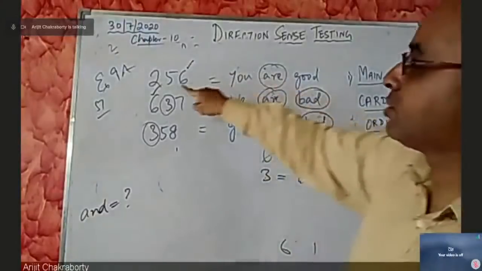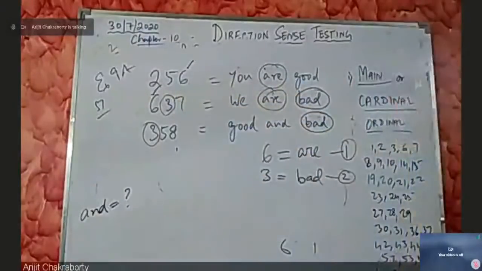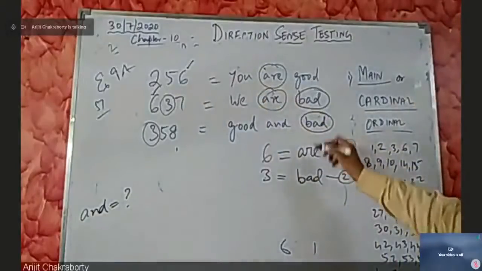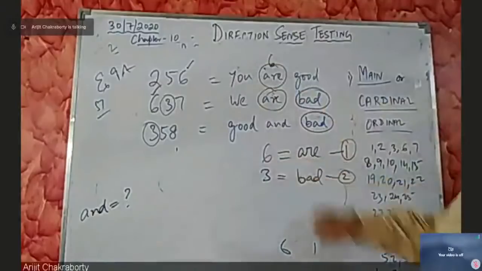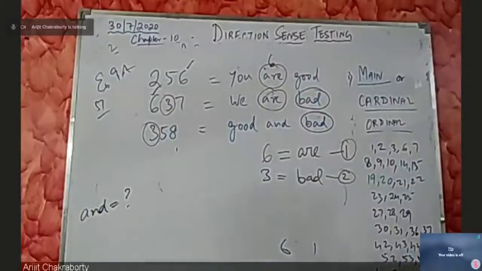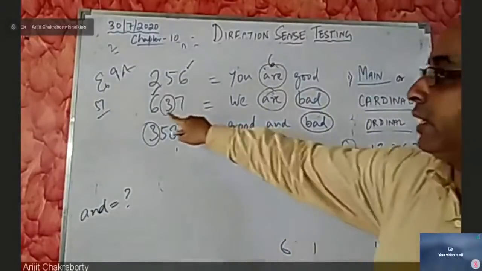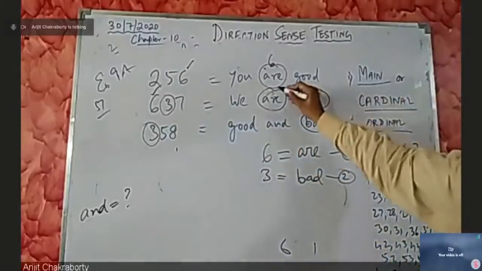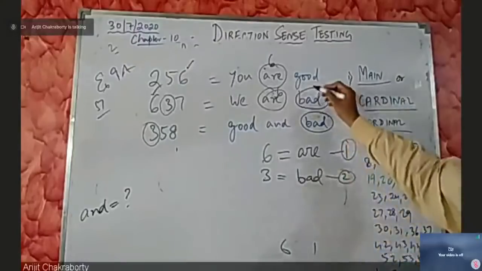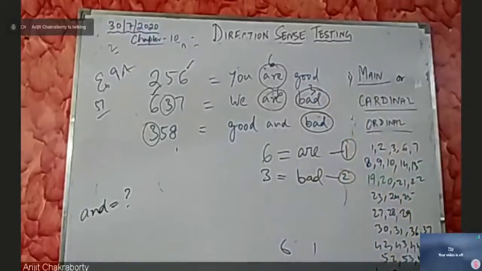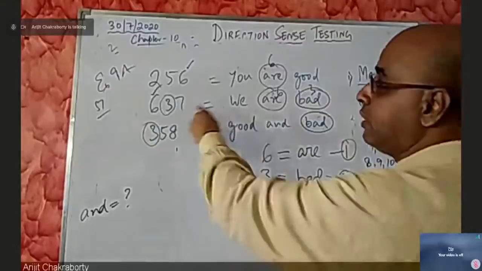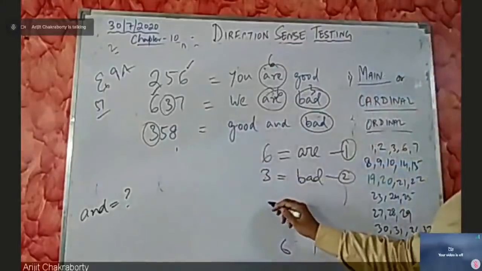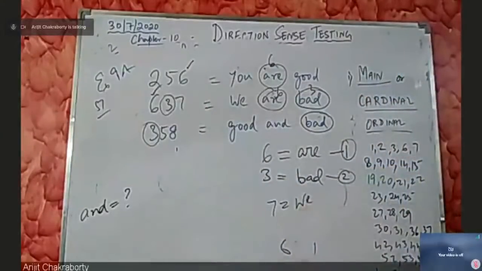So, if you now see 256, in 256, we know this "are" is 6. Okay? Here in 637, we know "are" is 6 and 3 is bad. Okay? So, "we" means 7. So, 7 means "we." Very good.